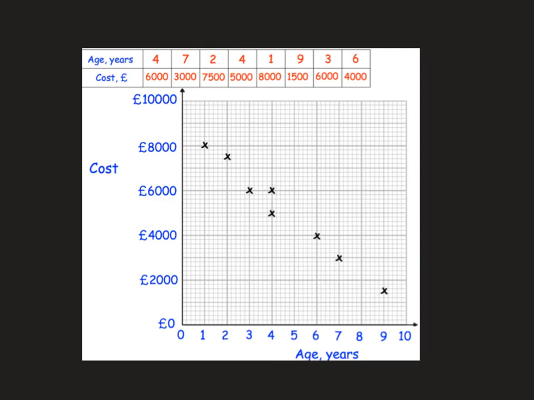So this one, we have kind of done this already, with the value and the age. Here there is quite a strong negative correlation, because as the age goes up, the cost goes down. I'm saying it's strong because I can almost draw a line all the way through. They're really packed tightly together around one relationship.